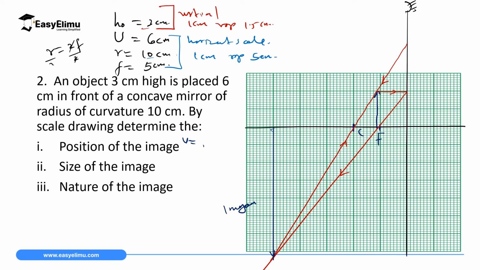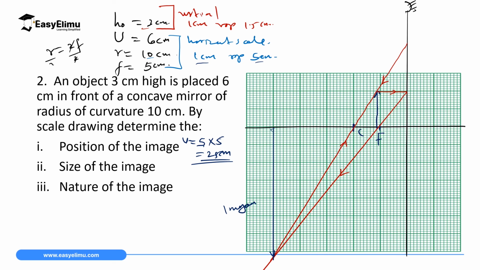Is it 5? Let me measure accurately on my side here. It is 5 centimeter. So because the distance from the mirror is 5, for us to get the real image distance, we multiply by the scale, where 1 centimeter represents 5. So 5 times 5 is going to be 25 centimeter. So that is the position of the image from the mirror.